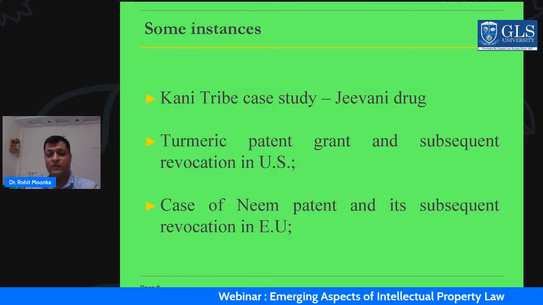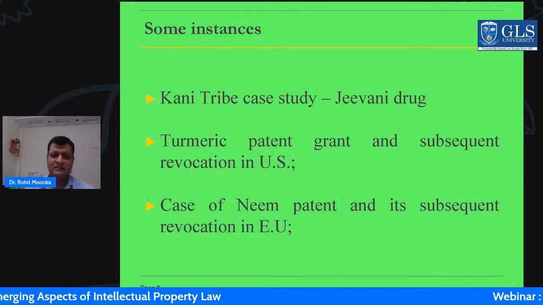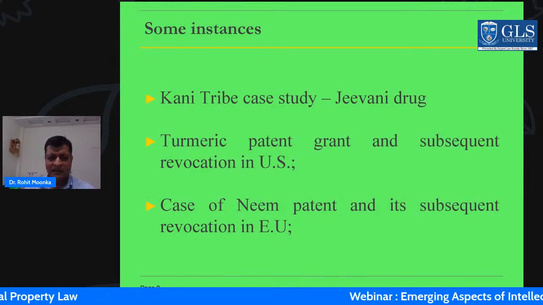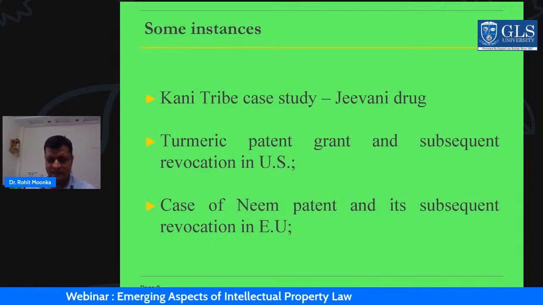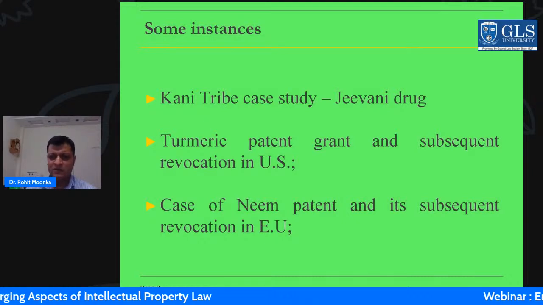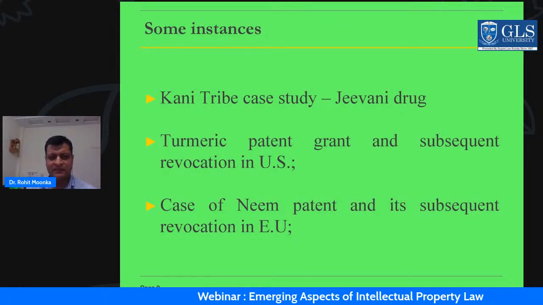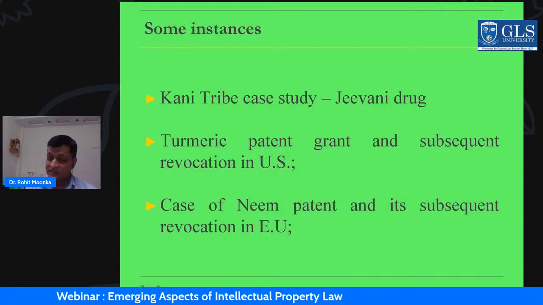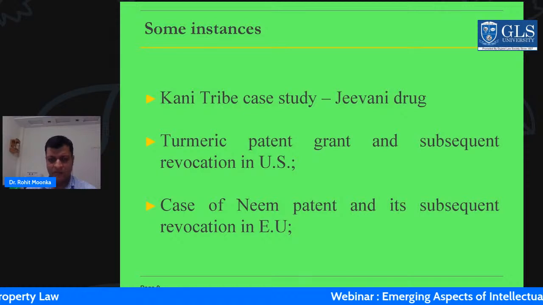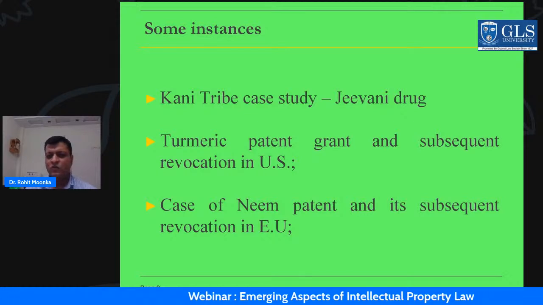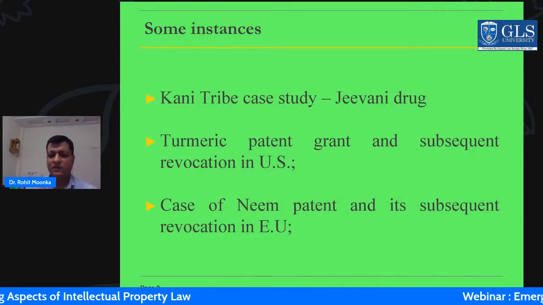The second instance of biopiracy. Now we are coming to the instance of biopiracy, and I am sure some of you might be aware of the turmeric patent and its subsequent revocation in the United States. This involves certain scientists of Indian origin, based in the USA, at the University of Mississippi. It was in 1995 that the United States Patent Office awarded a patent on turmeric to the University of Mississippi Medicinal Center for the wound healing properties of turmeric.